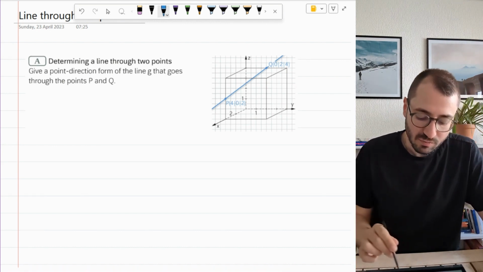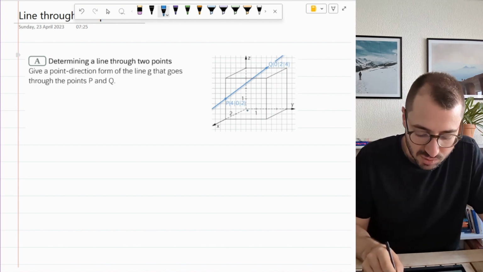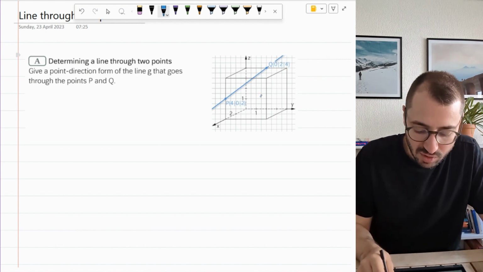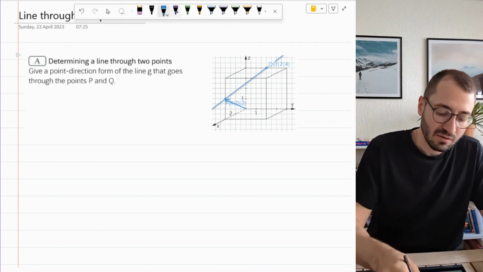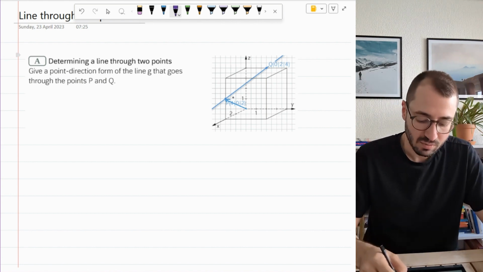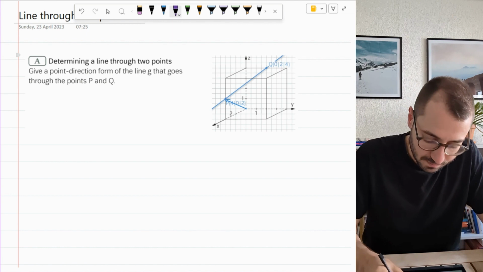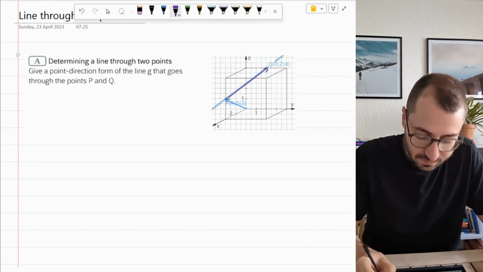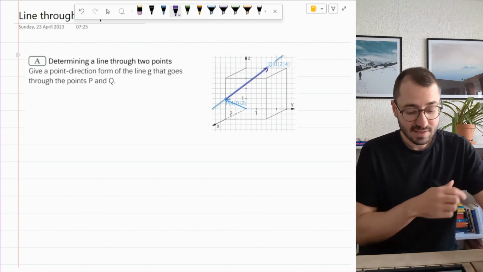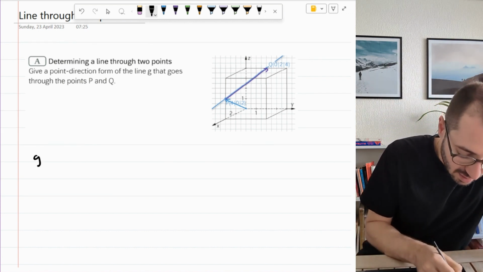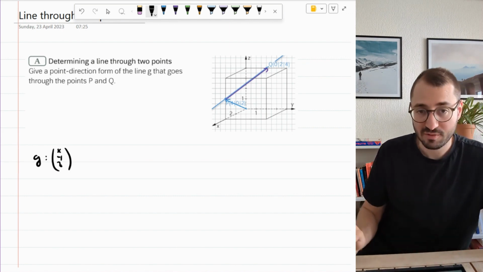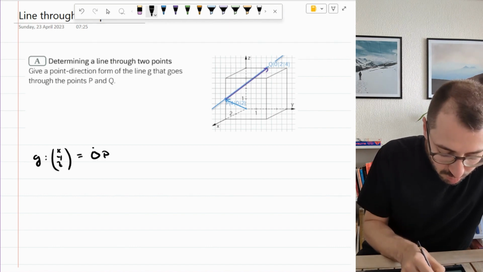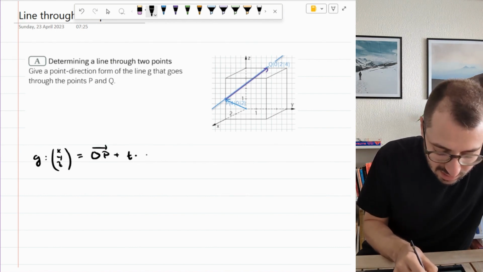Now, for the position vector, there are 2 obvious choices. You could choose the vector that points from the origin to P or the one that points to Q. We are going to go with the one that points to the point P. For the direction vector, we choose the one that points from P to Q. This is our direction vector. Now in this case, the point direction form of this line is just OP plus T times PQ.